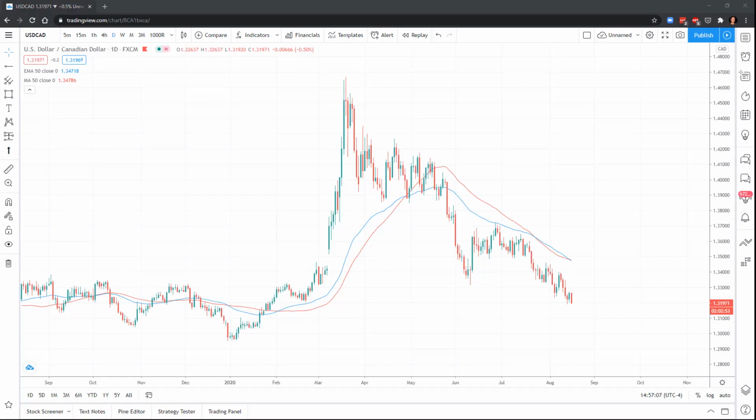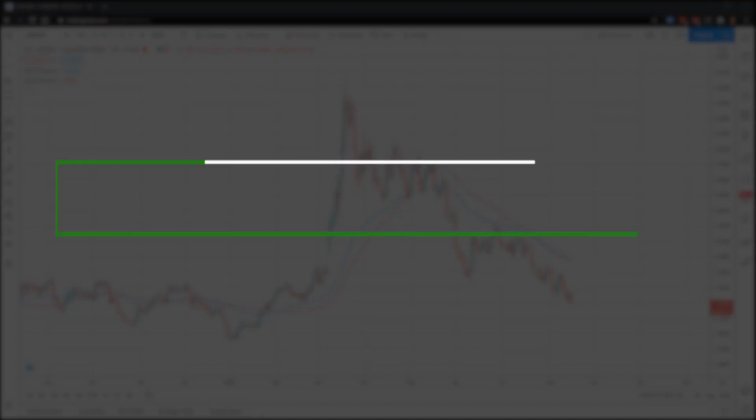All right, Trade Pros, so welcome back to the charts. What you see in front of you is my TradingView platform, and we've got a chart here of the US dollar, Canadian dollar, Forex pair on the daily time frame. All right, and so before we get into the nitty gritty of this lesson, first and foremost, let's discuss what is a moving average.